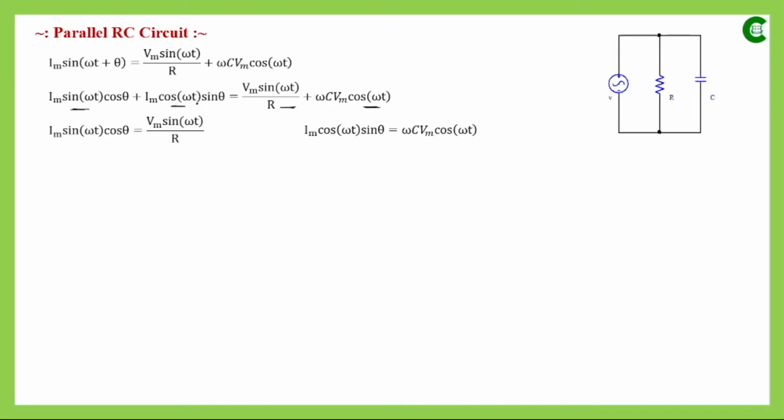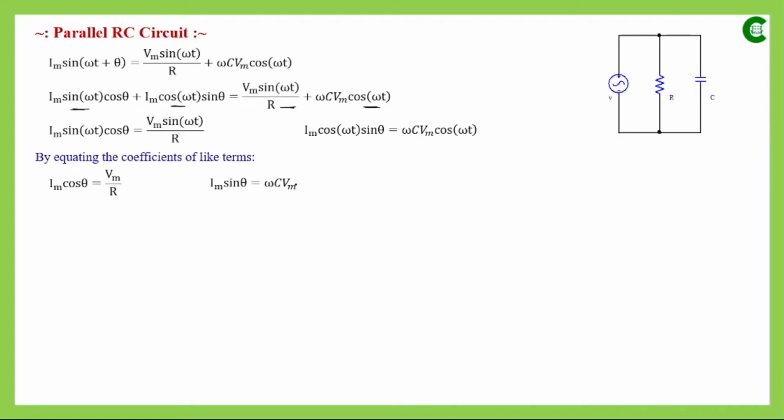So it is Im cos omega t sine theta, and from the right side we get omega c Vm cos omega t. Now when we equate only the coefficients of like terms, from the first equation we have Im cos theta equal to Vm by R, and from the second equation we have Im sin theta equal to omega c Vm. And this is the concept that we have already seen in our previous few classes.